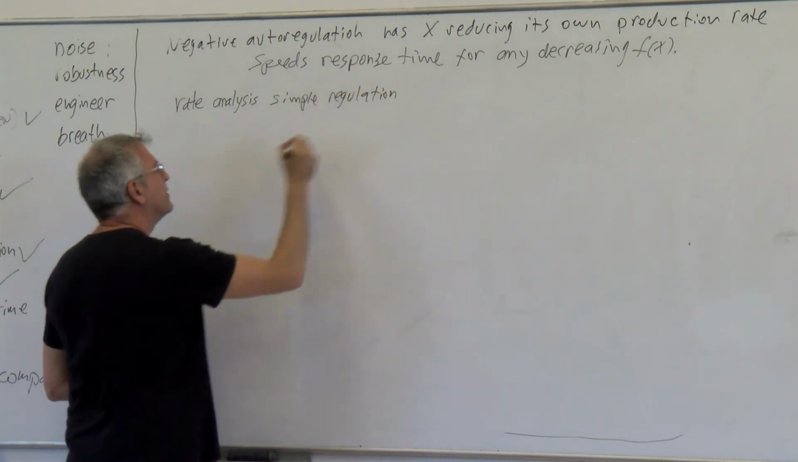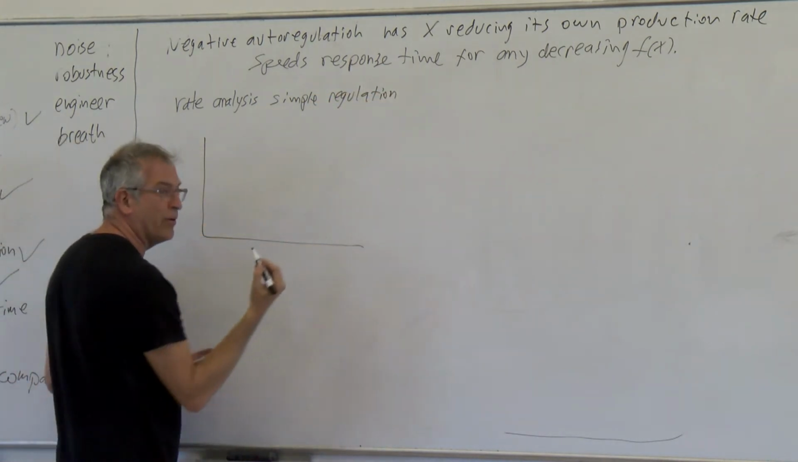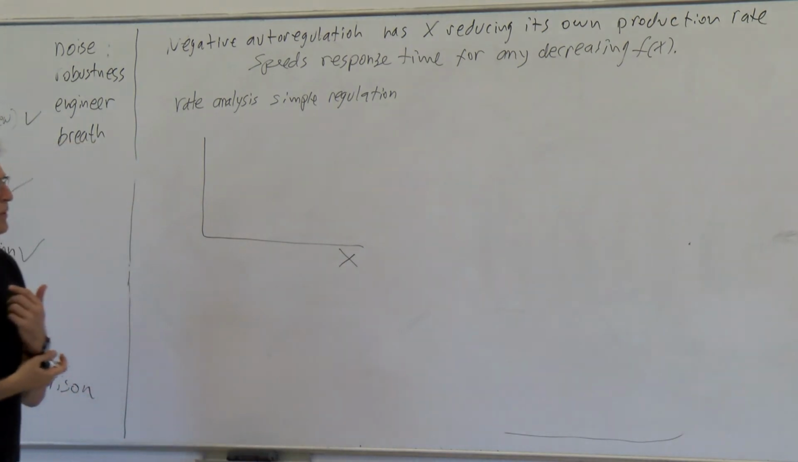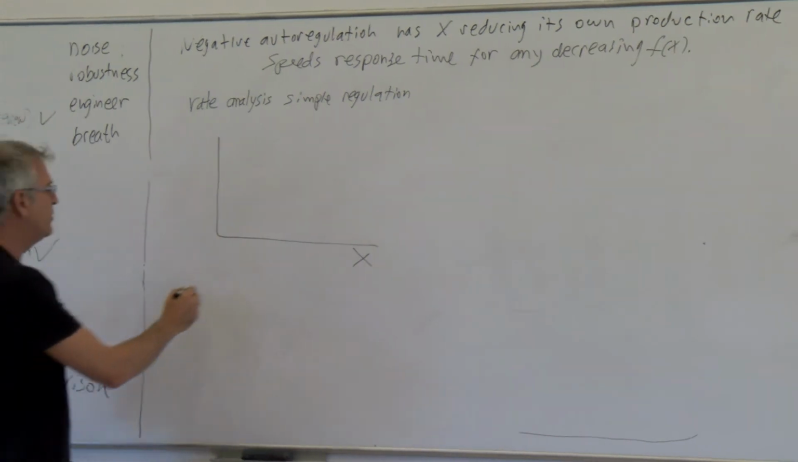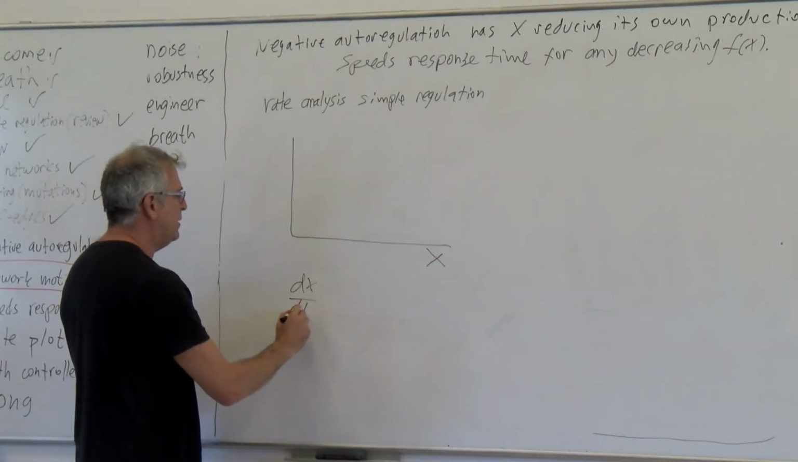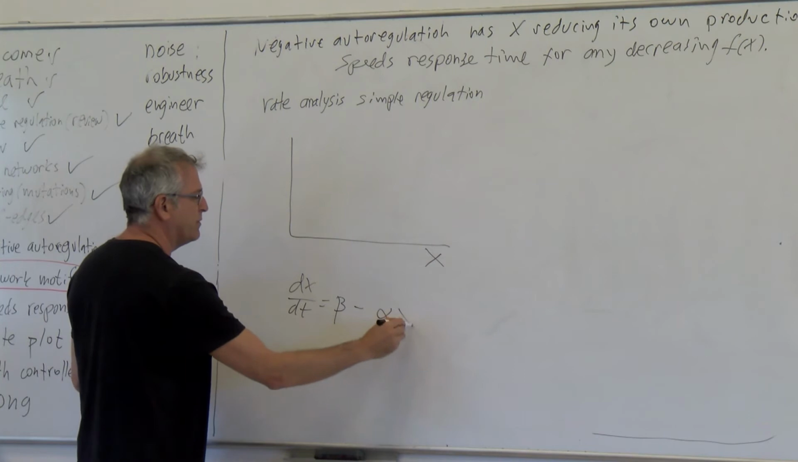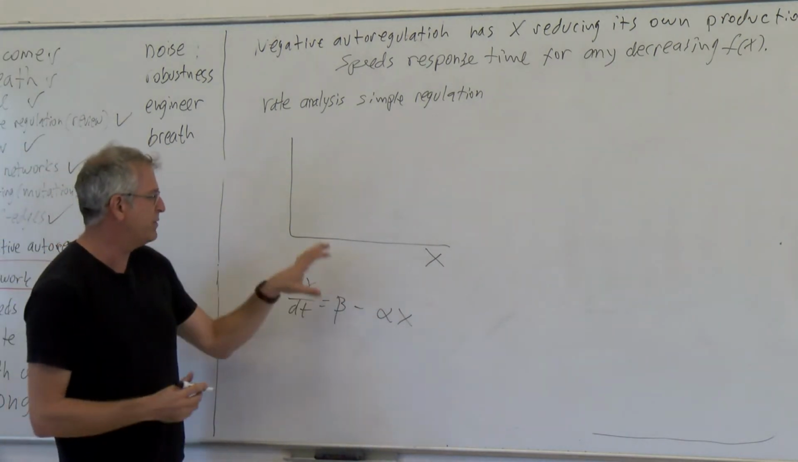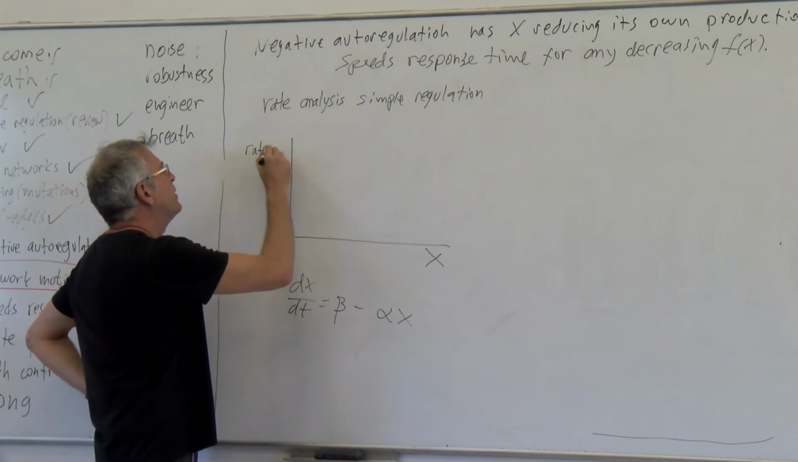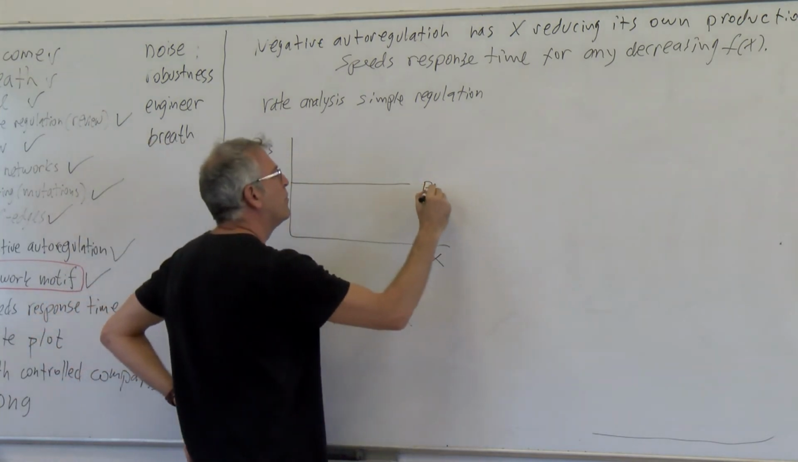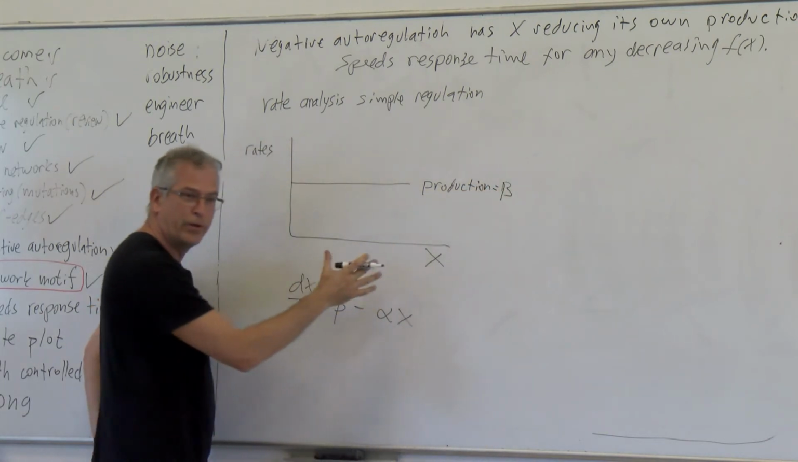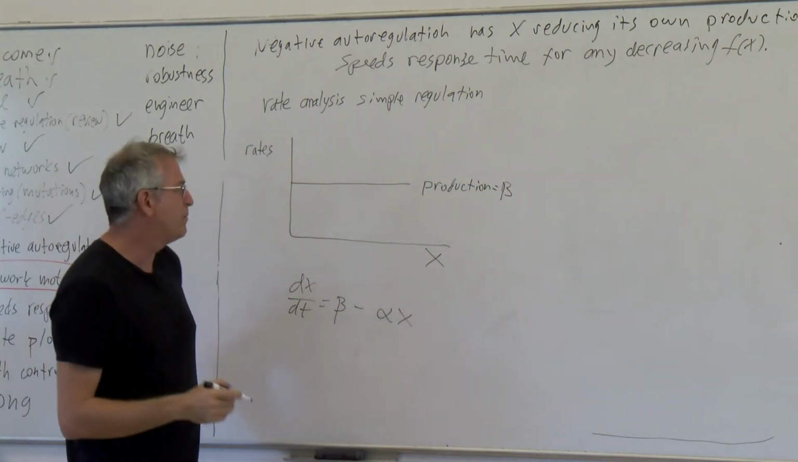And it goes like this. What we plot here, it's a graphic approach. Here we plot x, the concentration of our protein. So as you recall, dx/dt equals beta minus alpha x. This is simple regulation. So we're going to just plot out beta and alpha x. So these are the rates here. The production rate doesn't depend on x because it's not autoregulation, it is beta.